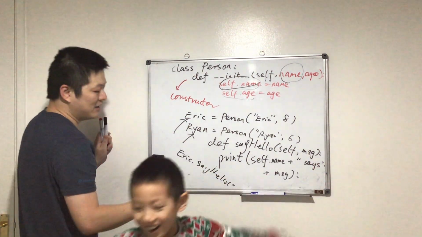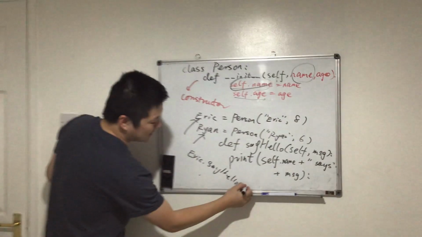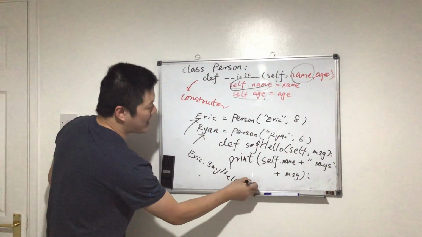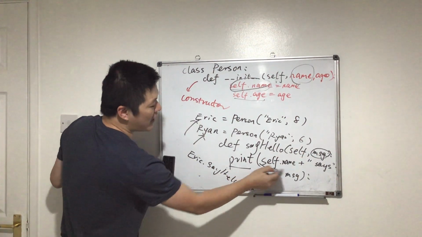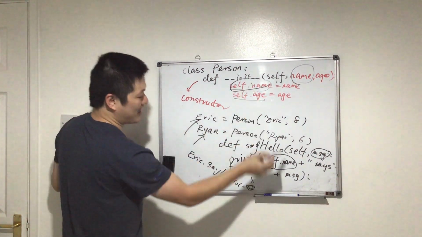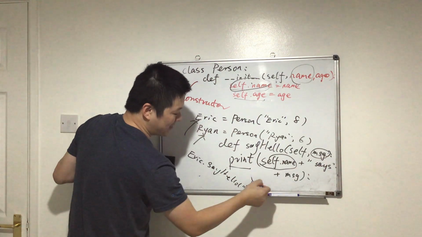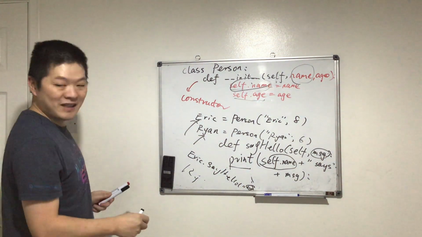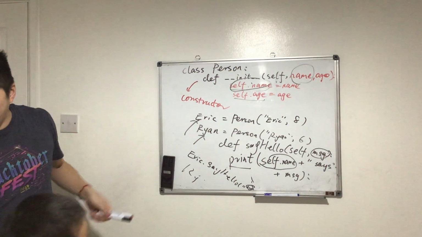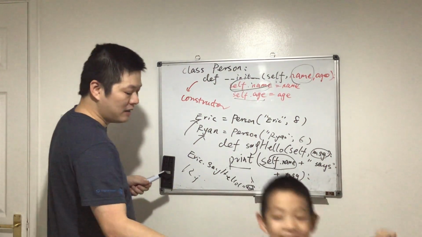Look, say hello, and then this hello is the message we pass to the function, and then you print self.name. Then it's Eric plus says hello, right? And Ryan.say_hello. You see, this is the class, yeah? Do you get it?